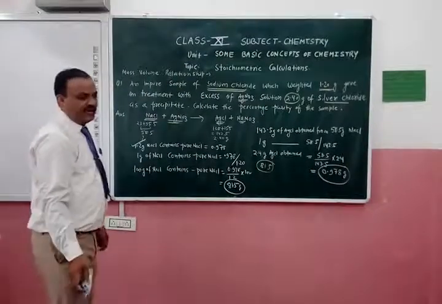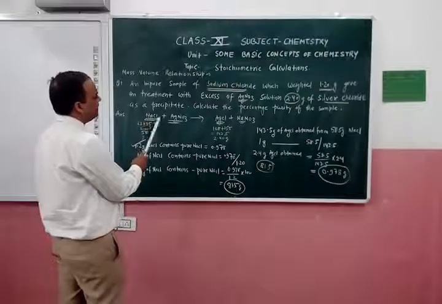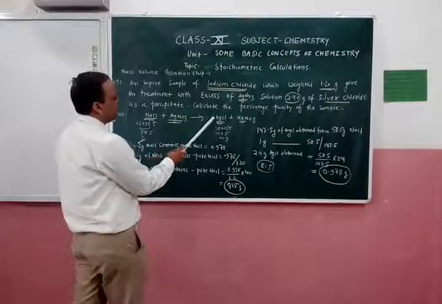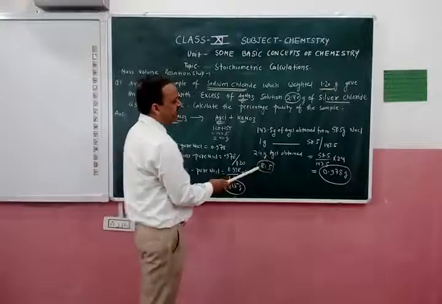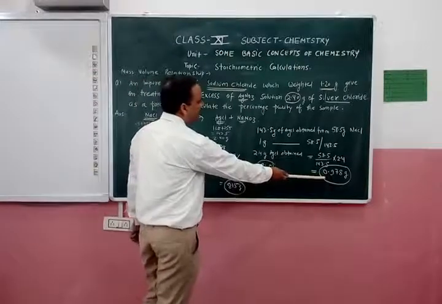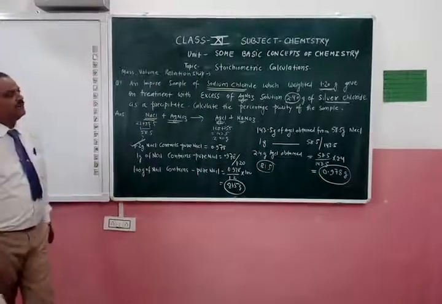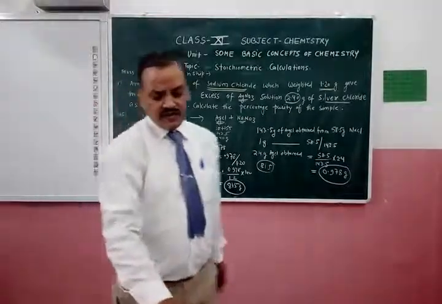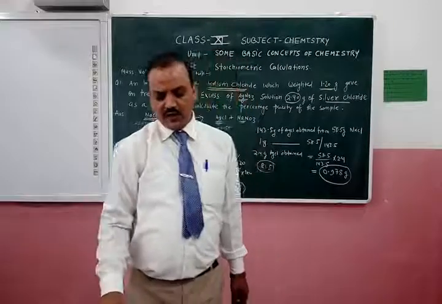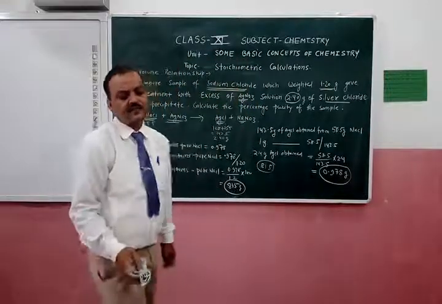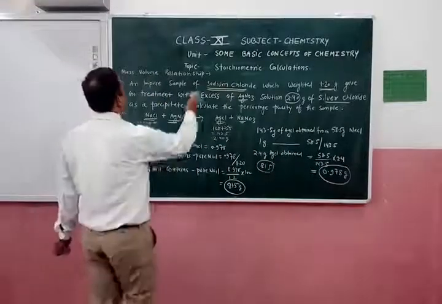Let us see a recap of how we solved it. We write the equation: NaCl plus AgNO3, then we get AgCl and NaNO3, with molecular masses. Then by using this equation we find out the quantity of sodium chloride, and by using this we get the percentage purity. So this is the problem related to mass-volume. Now the next and last stoichiometric calculation is the volume relationship.